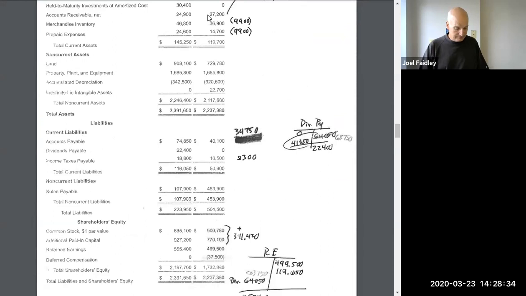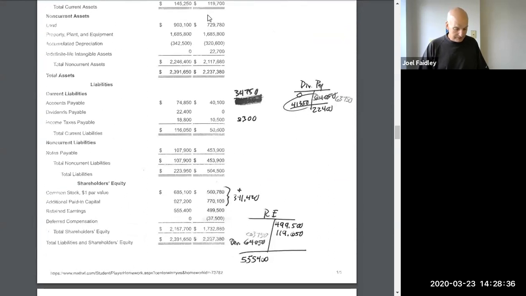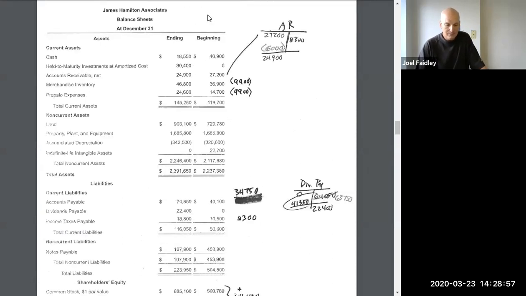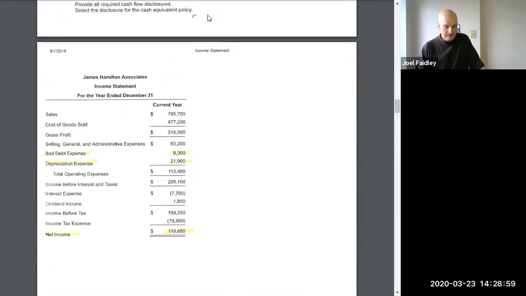Look at your balance sheet. Look down here under equity, deferred compensation. It was 37.5, which means that was a debit balance. That was a debit balance of 37.5, and during the year that would have been credited with a debit to what? Stock compensation expense. So we know we've got 37.5 somewhere buried in this income statement right there. It's part of this 83,200.